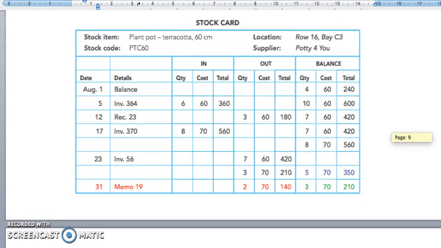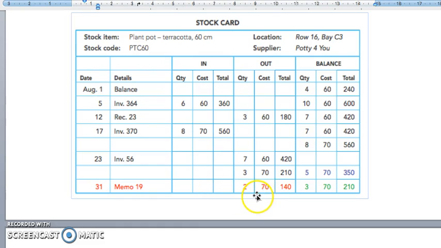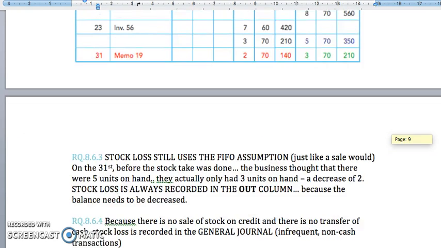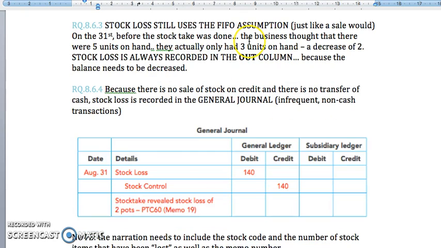Stock loss is always going to sit in the out column. We are taking items out of the stock card. We want to make it smaller, therefore it needs to sit in the out column. Anything that goes in the out column is always going to be calculated at FIFO. So stock loss always uses FIFO. The first in is first out. So the first in is the one that we use for the stock loss. It just talks about here, FIFO assumption.